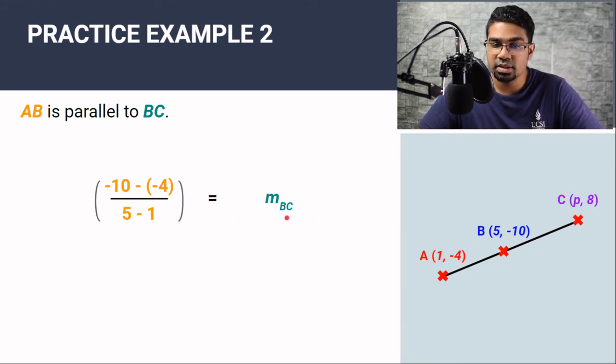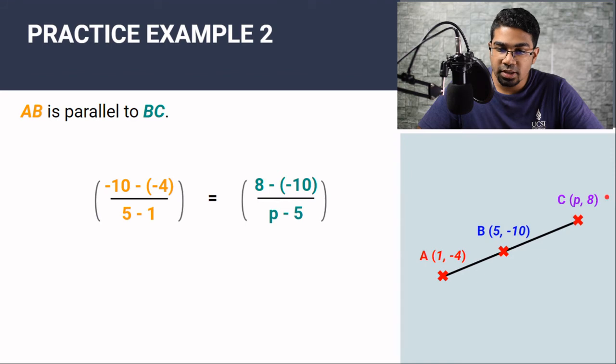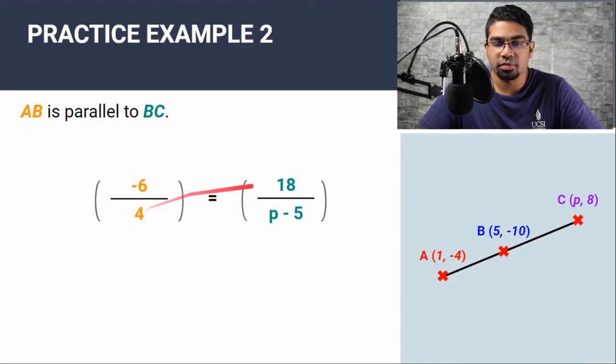Same thing for BC. So here I definitely want C to be 2 because I want the P to be positive. So y2 will be 8 minus negative 10. This is y1, and then x2 p minus x1 5. So p minus 5. Now we need to work it out. We have negative 6 over 4 equals to 18 over p minus 5.